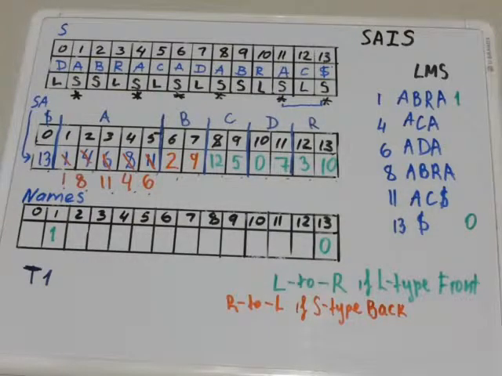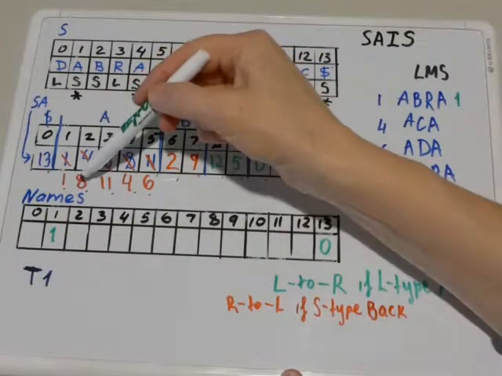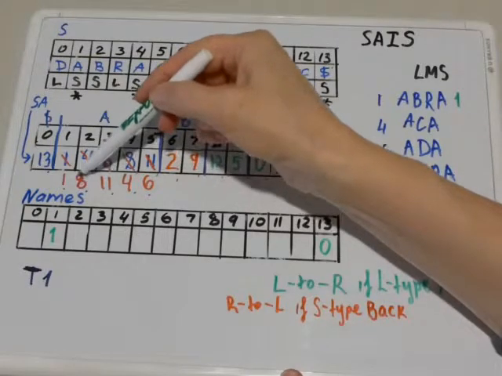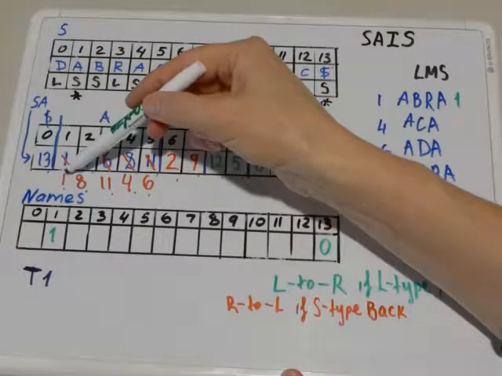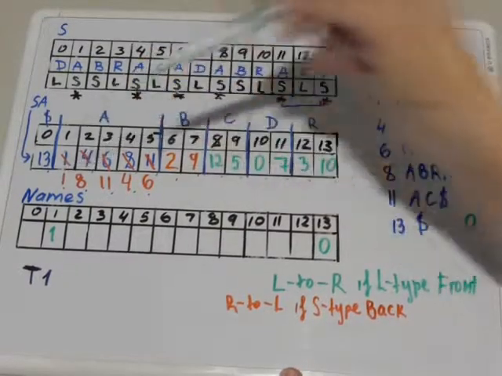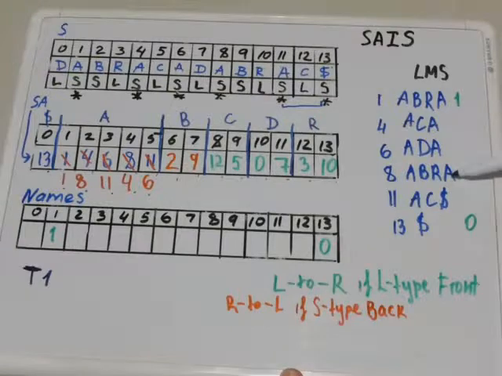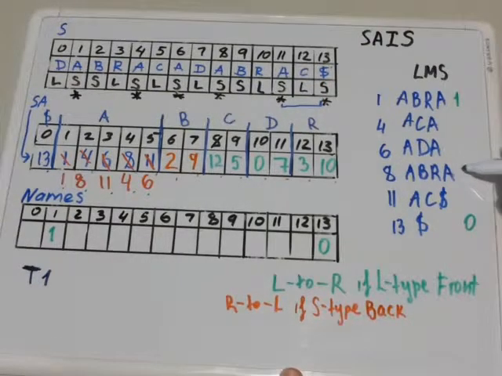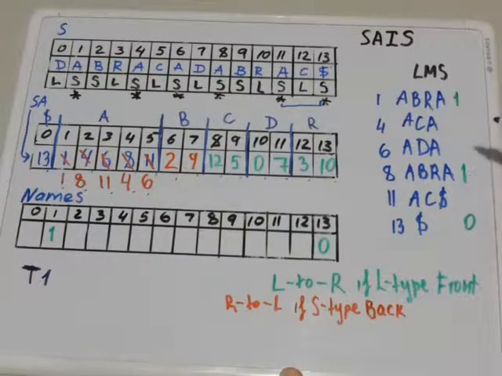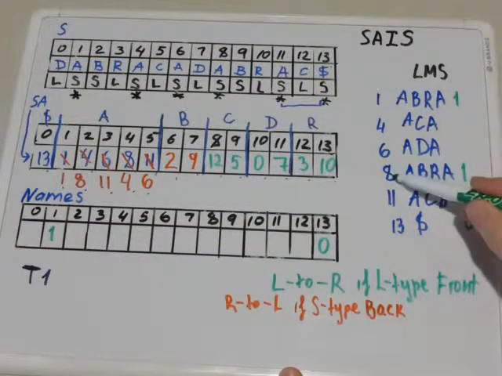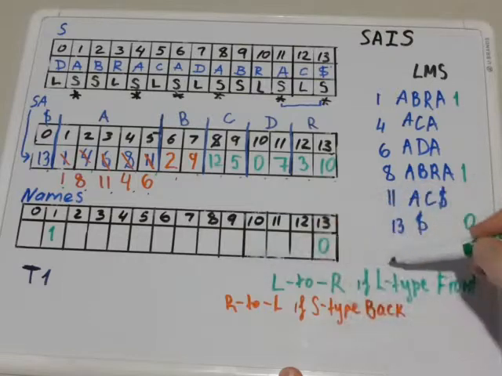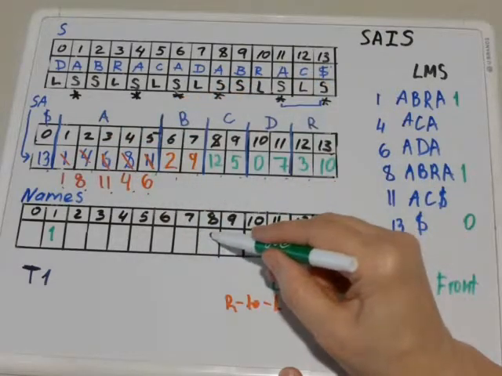Okay, and now the next LMS substring is 8. We only compare the LMS substring starting at 8 with the previous LMS substring starting at 1. 1 and 8 are the same, so the LMS substring starting at position 8 has to have the same name as the LMS substring starting at position 1, and the name is 1. And we put this name 1 into the starting position 8 in the array names. 1 goes here.